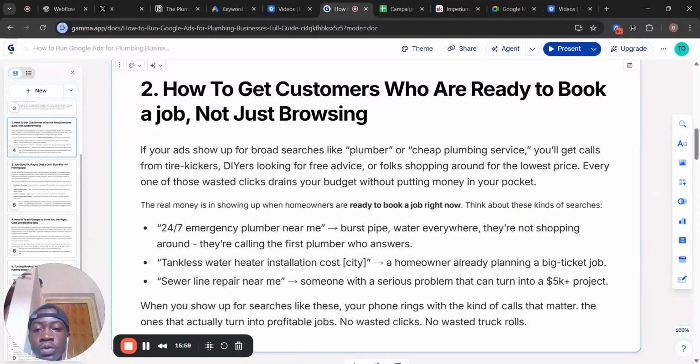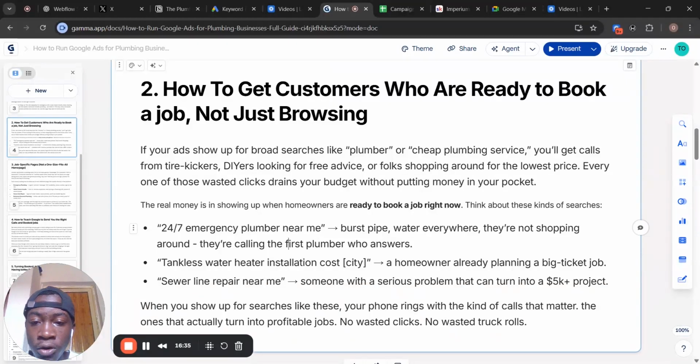So yeah, the real money is showing up when homeowners, people who need plumbing services, are ready to book a job right now. How you can do this is target really specific, high-intent search terms. Think about these kinds of searches: 24/7 emergency plumber near me. Someone who searches this needs your plumbing service ASAP, right now, and if you can show up immediately in front of them when they search these keywords, they're going to click on your ads, go to your landing page, and book a call or a job right now, and you can get going with your trucks.